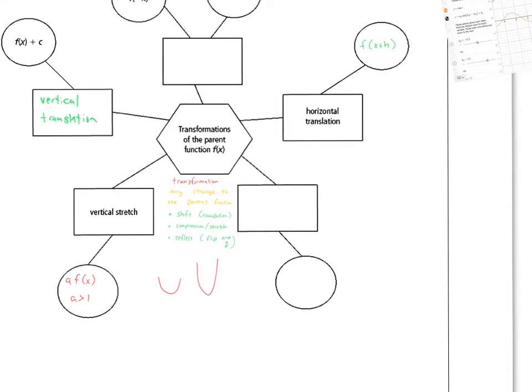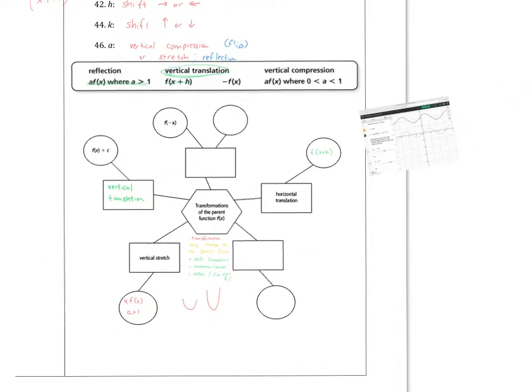All right, the other option besides vertical stretch is that you can do a vertical compression.